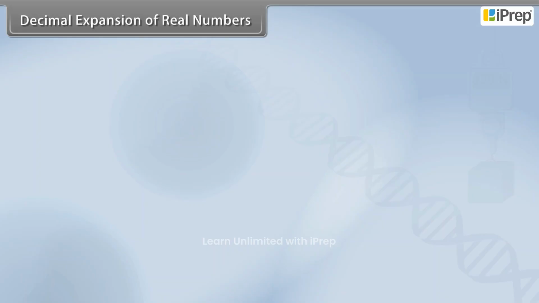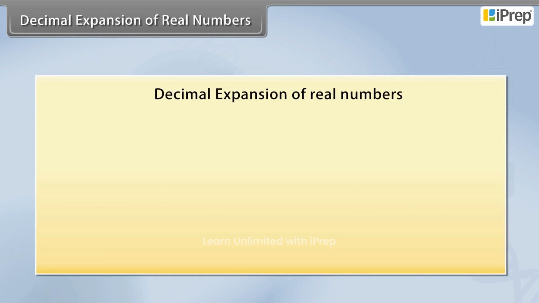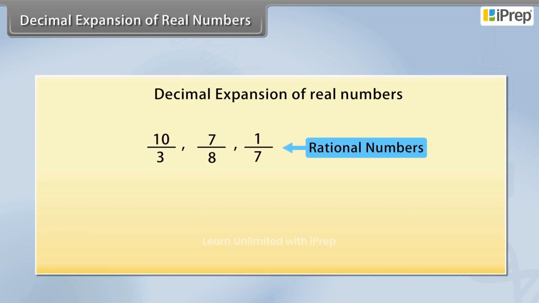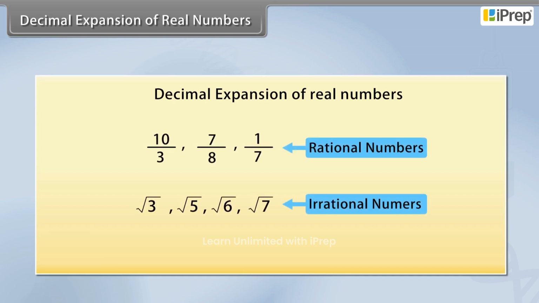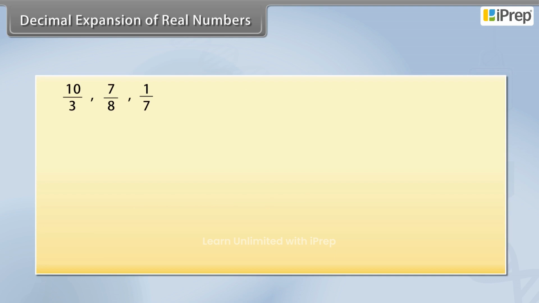Decimal expansion of real numbers. We have learnt about the real numbers. Now we will look at the decimal expansion of real numbers. By this expansion, we can distinguish between rationals and irrationals. Let us first take rational numbers.